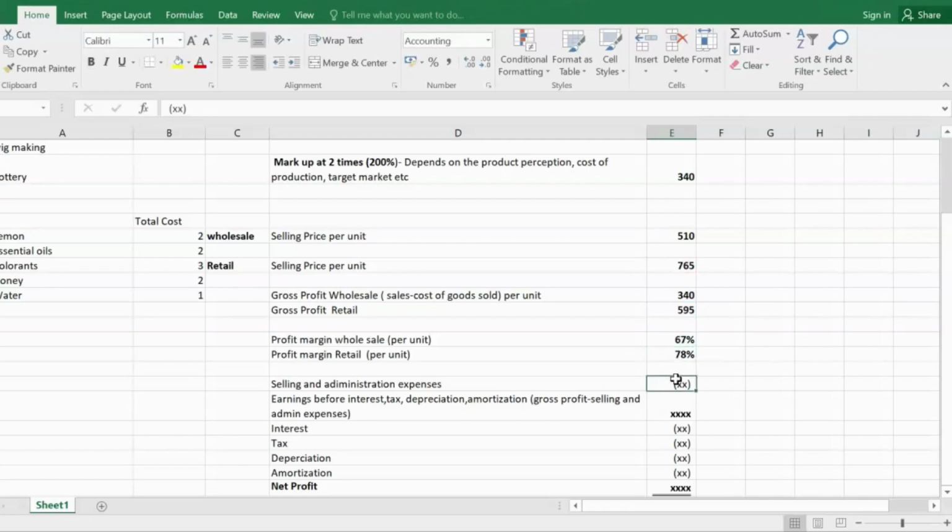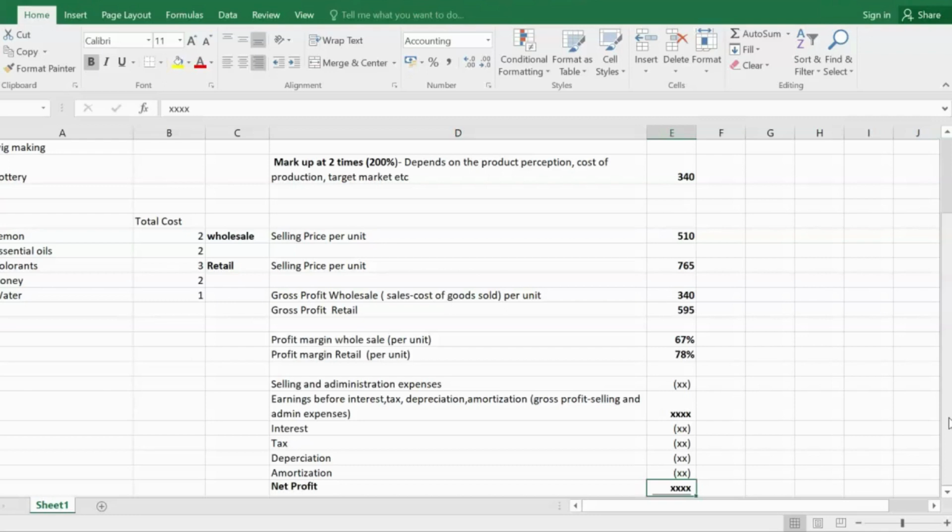You can go ahead and deduct the selling and administration expenses from your gross profit to get the earnings before interest, depreciation, tax, and amortization. Then determine the taxes, the interest, the depreciation, and the amortization. When you deduct all these, you get your net profit, probably per unit or per batch produced, or even for the month.